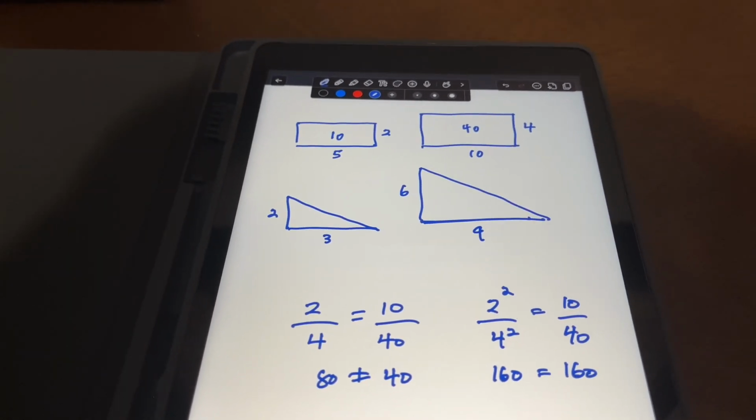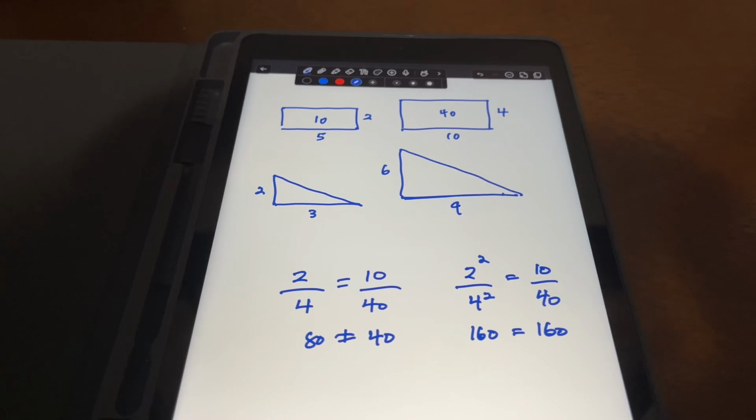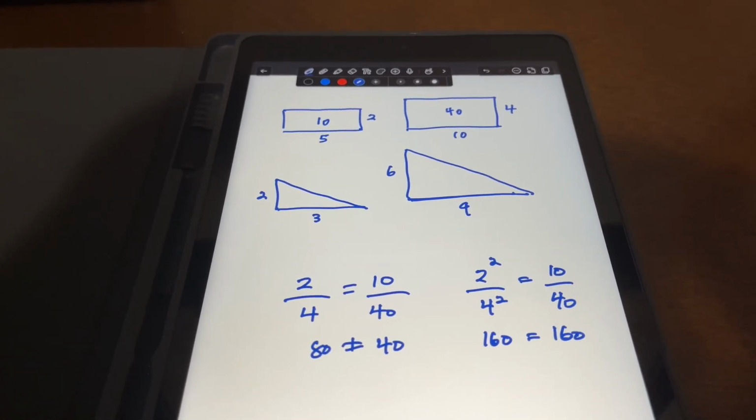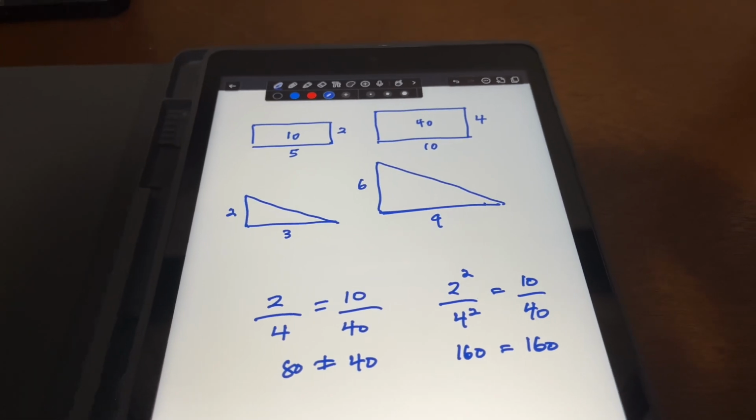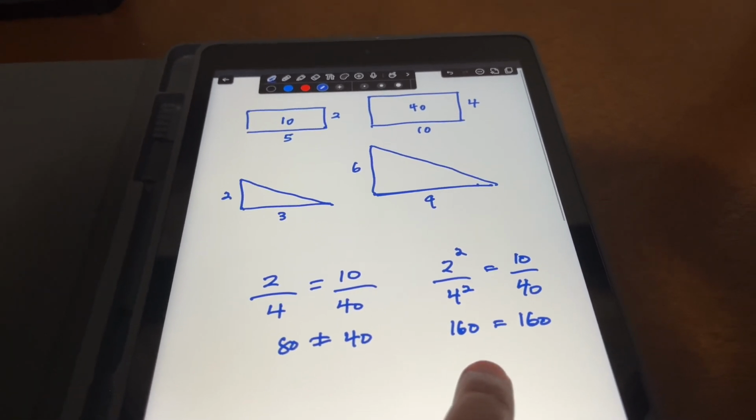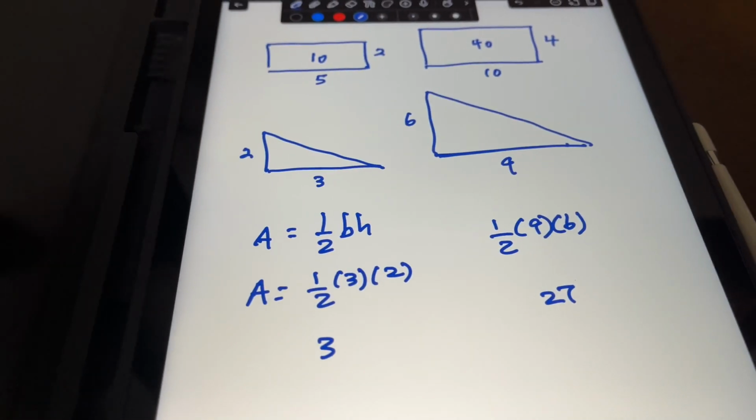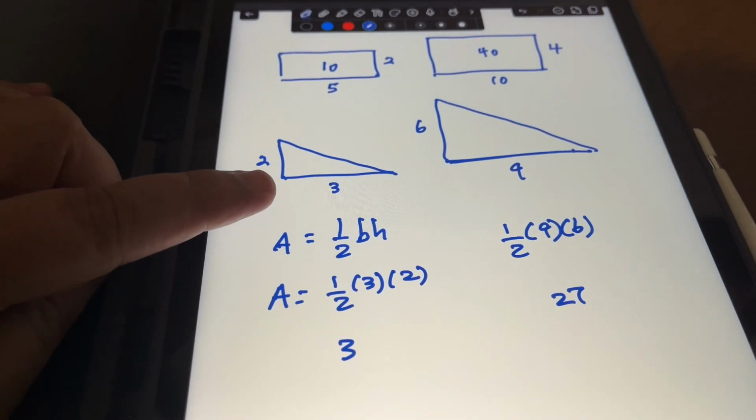So think about that. We'll look at a problem in just a minute where we don't have all the information, but we're able to figure out some things because of the way this works. But before we do that, let's go ahead and calculate the areas of these triangles.